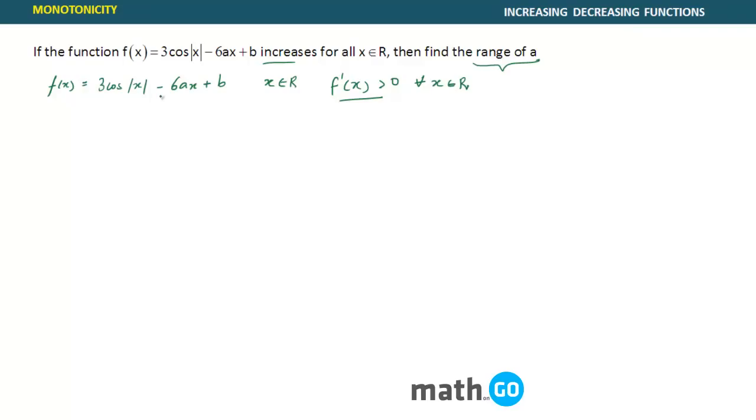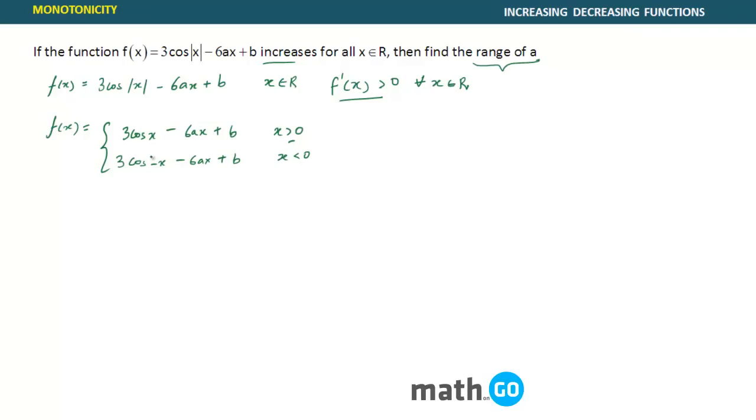Okay, so we'll think of how to find a. Let us first try to apply what we have got in the question, that is f dash x greater than 0. Before going to f dash x, we still have another problem, that there is modulus x and we do not know the derivative of mod straight away. So what we will do is split the function, as simple as that. We will write that it is 3 cos x minus 6ax plus b when x is greater than 0, and it will be 3 cos of minus x minus 6ax plus b when x is less than 0. In fact, you will include 0 here.